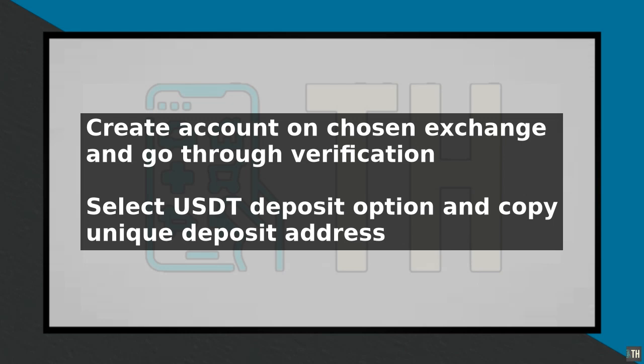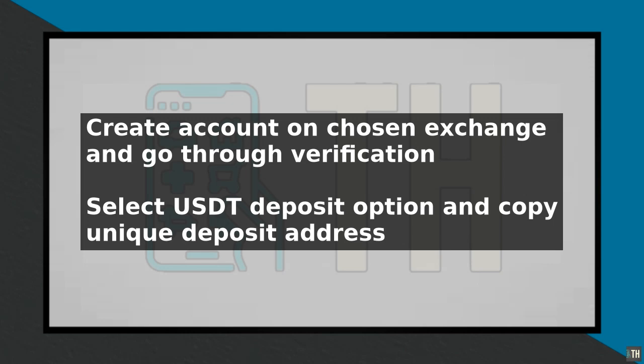Once your account is verified, go to the deposit section of the exchange and select USDT. You will be given a unique USDT deposit address. Copy this address and go back to your Trust Wallet app. Paste the address into the recipient field and enter the amount of USDT you want to transfer. Confirm the transaction and wait for the USDT to be deposited into your exchange account.